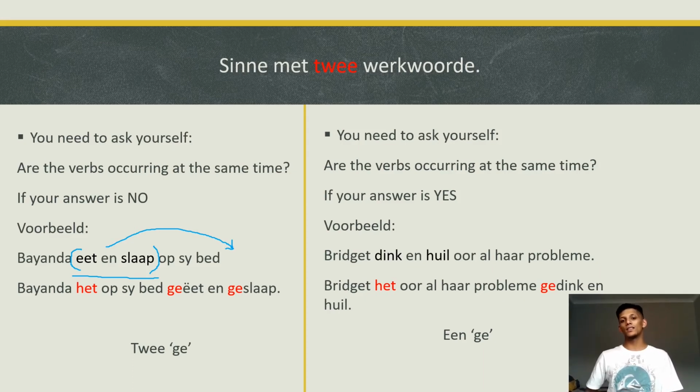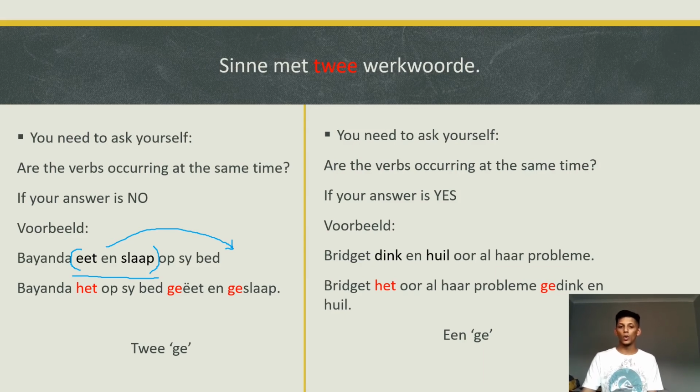Now, if we look on our right hand side, if your answer is yes, meaning, hey, these verbs are occurring at the same time. For example, walking and reading, walking and eating, laying on my bed, listening to music. These things can happen at the same time and they're logical. So it's not like where I'm laying on my bed and sleeping and eating at the same time. So let us look at the example. Bridget dink en huil oor al haar probleme. So Bridget thinks and cries about all her problems.